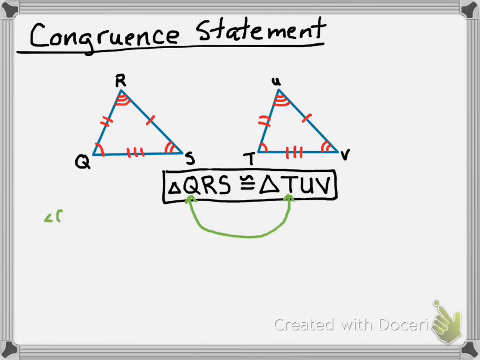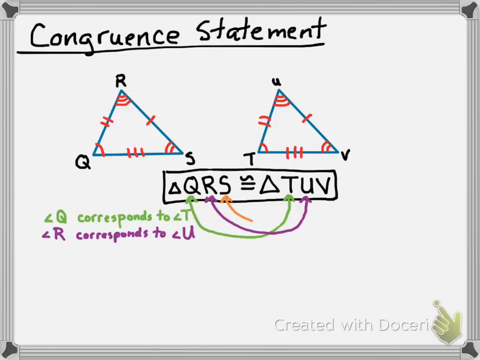Because Q and T are corresponding angles. So if Q is first, then T has to be first. And then R and U are corresponding. So if R is second, then U has to be second. And then S and V are corresponding. So if S is last, then V has to be last.